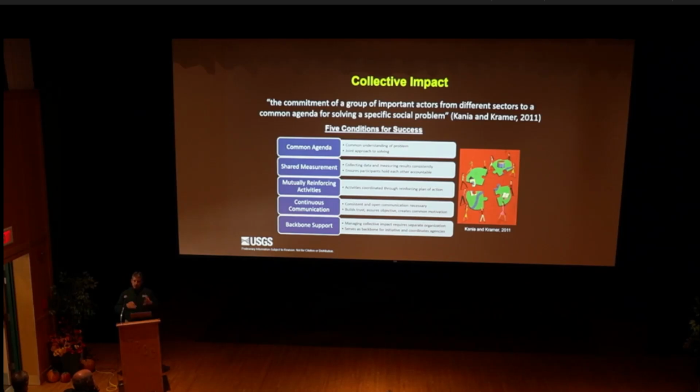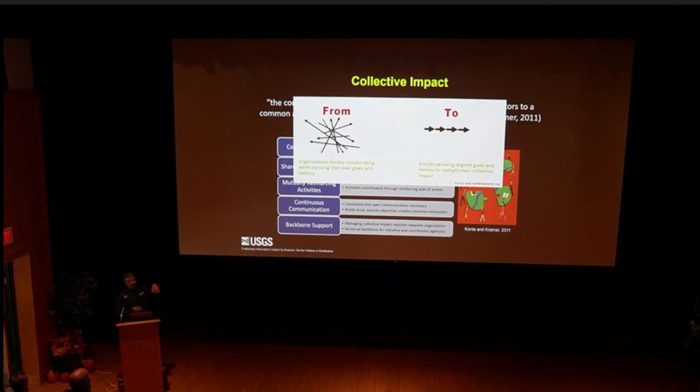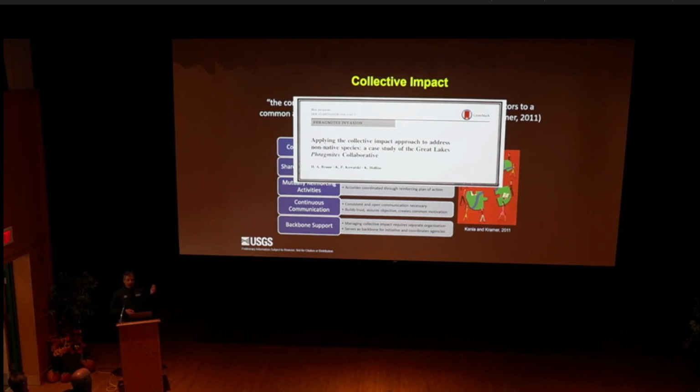Kania and Kramer, 2011, put this out in Stanford Social Innovation Review, thinking about child obesity and things like that. So these really big intractable issues. We took this idea, again, and applied it to Phragmites. So this is just my graphic. Again, it's not just not bumping into one another, but it's working in an additive way. So we applied this concept and modified it for Phragmites.